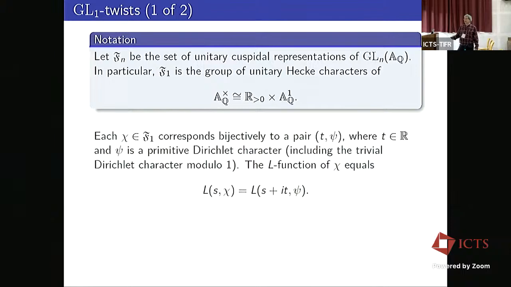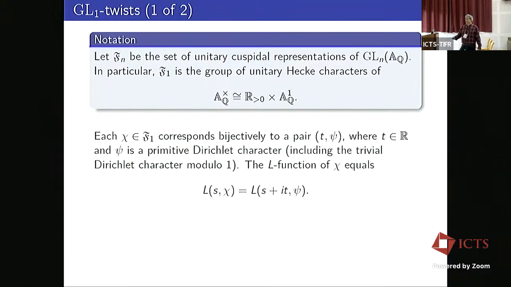Every element of F_1 corresponds bijectively to a pair of a real number and a primitive Dirichlet character, including the trivial Dirichlet character. The L-function of that chi, to which this pair (t, psi) corresponds, is just L(s + it, psi). The first component of chi materializes as a shift of the L-function, and the norm one part, the psi part, materializes as usual as the Dirichlet character underlying a Dirichlet L-function.